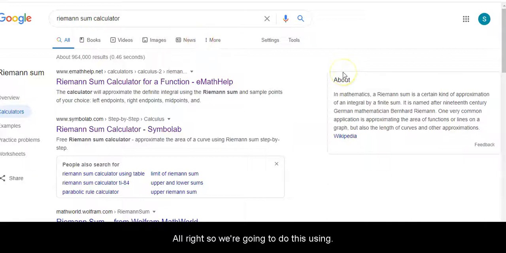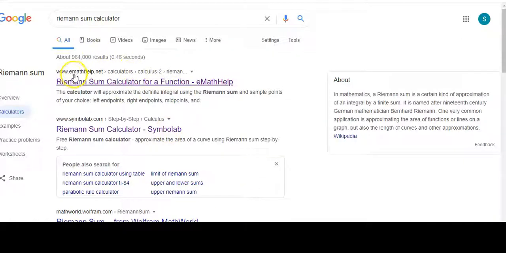All right, so we're going to do this using an online calculator. Like I said, if you've got a graphing calculator, you may have already figured out how to do it. But we can just go to the Riemann sum calculator for a function. It's at emathhelp.net, and I just went ahead and typed in Riemann sum calculator. This one at emathhelp.net is extremely friendly.